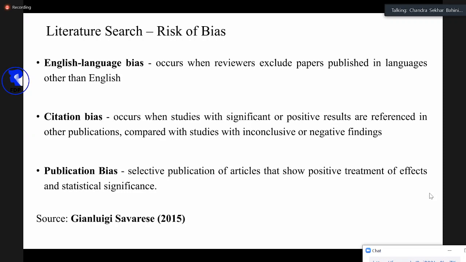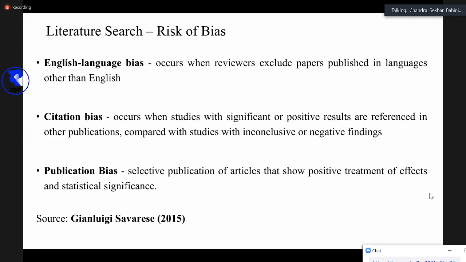There's English language bias. As you know, in the systematic literature review, we are basically depending on the papers published in English. There could be some papers published in the local language. Maybe you can think of Russia, France, Germany, some science papers published in their local language. This may be phenomenal work, but doing the systematic literature review, we are basically ignoring them or not including them in the literature.